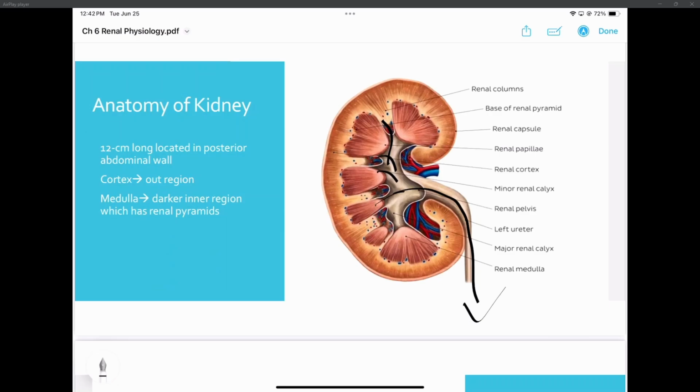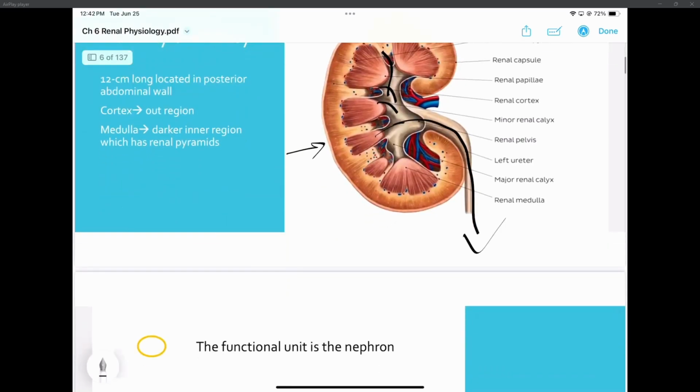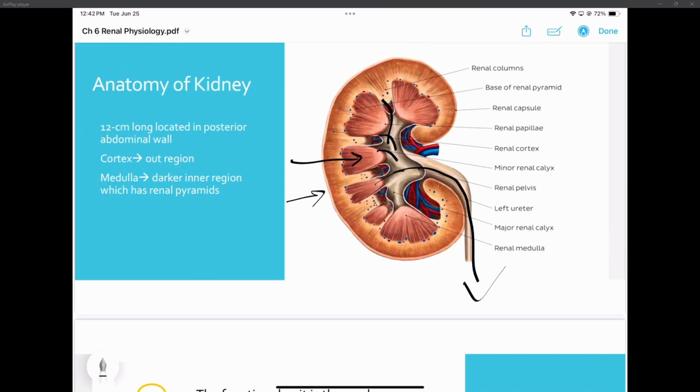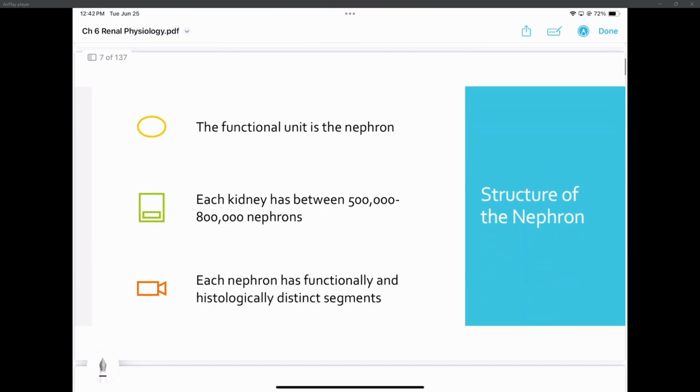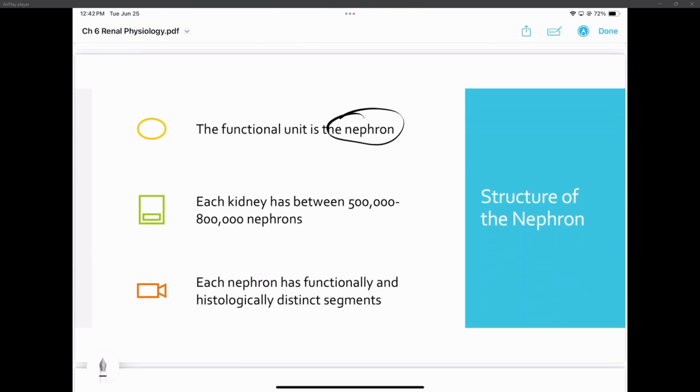The cortex is the outer region, the dark region, and the medulla is the inner portion of the kidneys. The functional unit of the kidney is the nephron. Each kidney has between 500 to 800,000 nephrons. So whenever you're talking about kidney failure, they're losing nephrons. And it's a gradual start. They'll lose some. Over time, they'll lose some more nephrons. They have to lose a good portion of their nephrons before you start seeing some changes in their kidney function. So there's plenty of nephrons there.